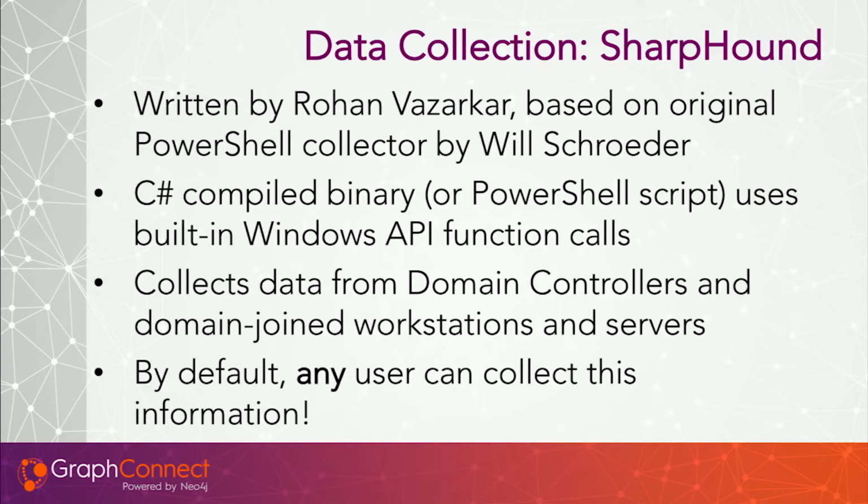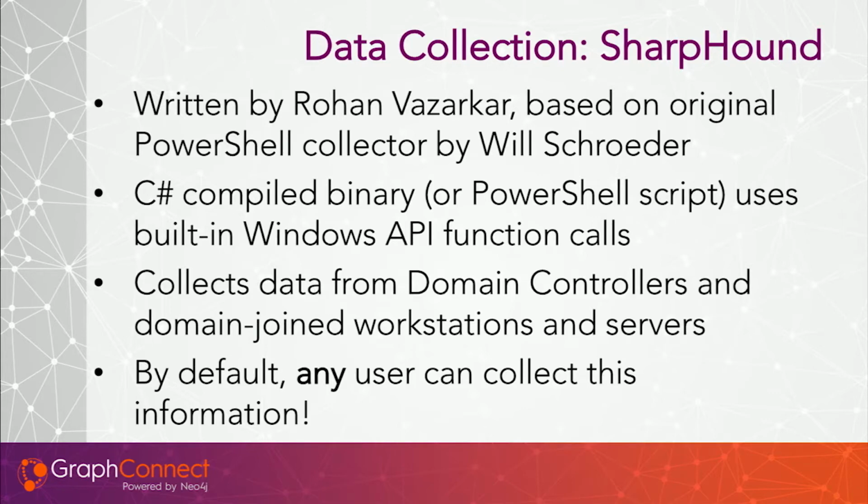To get this data, we have a tool called Hound. This is written by Rohan Vazirker. It's based on the original PowerShell collector by Will Schroeder. It's a C# compiled binary, which you can also run in PowerShell using .NET Reflection, meaning that as an attacker, we can stay completely memory resident, which is interesting for us because most antivirus won't analyze the contents of memory. They'll only analyze what gets written to disk. So if we can stay off disk, we can evade most antivirus, which is great for us.